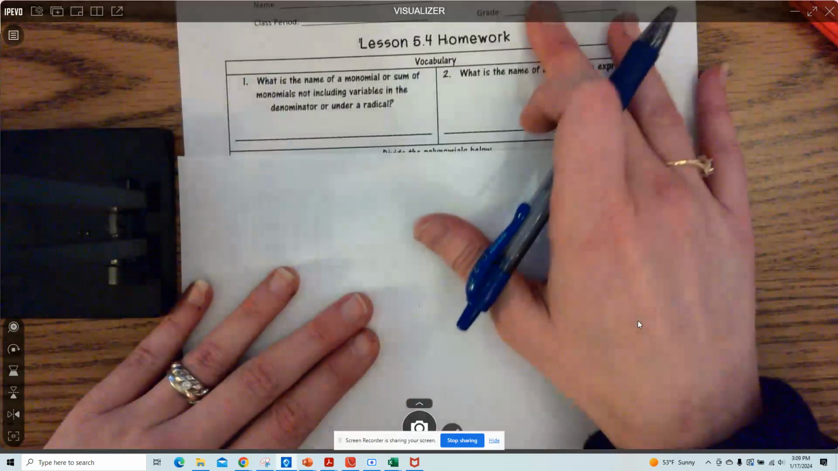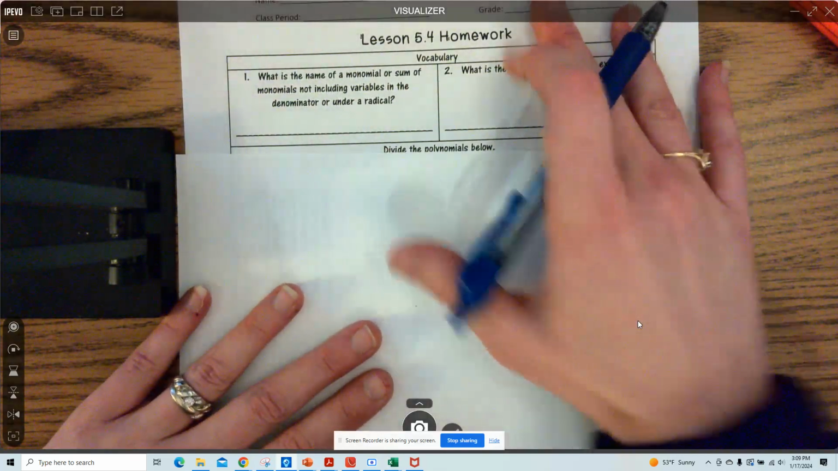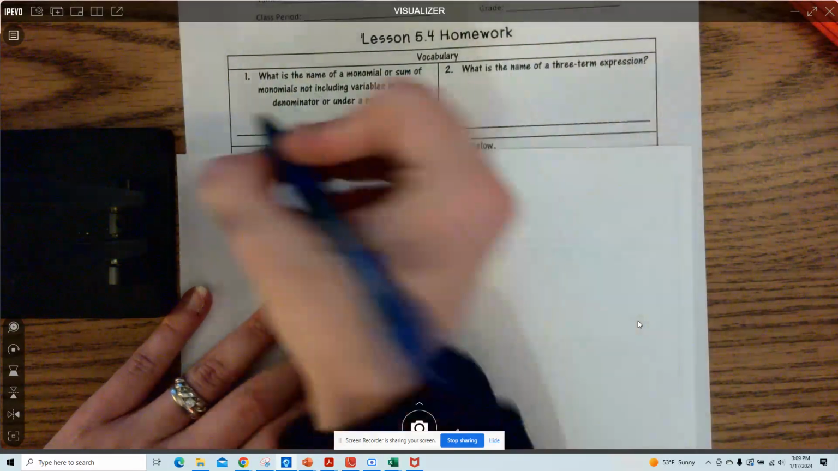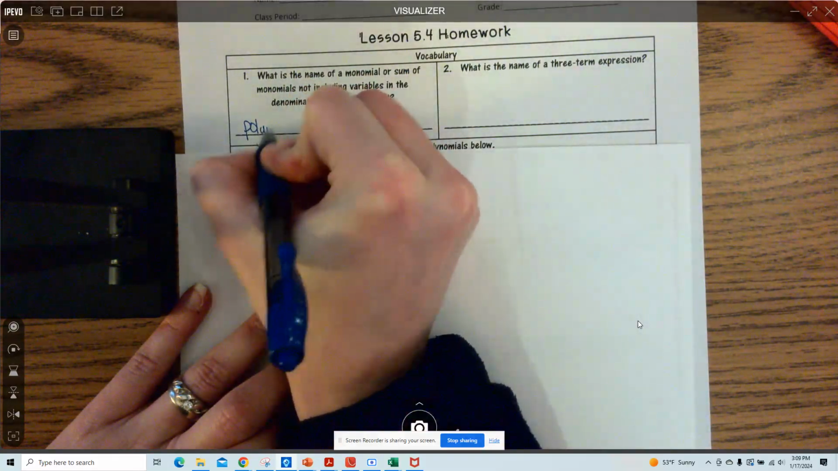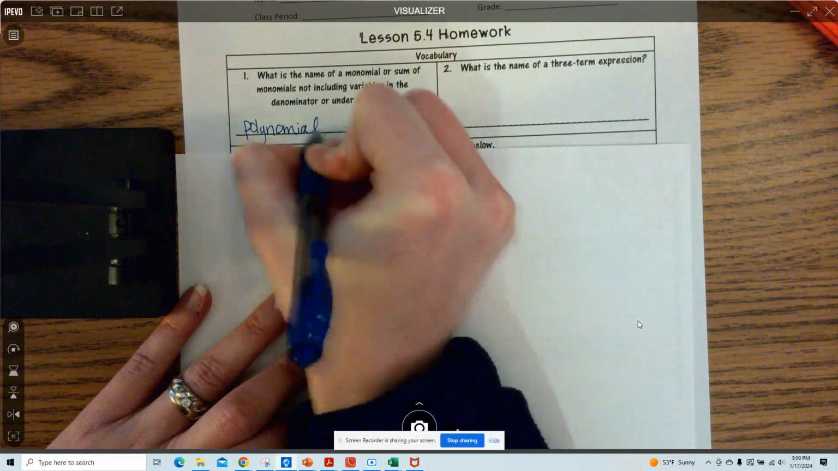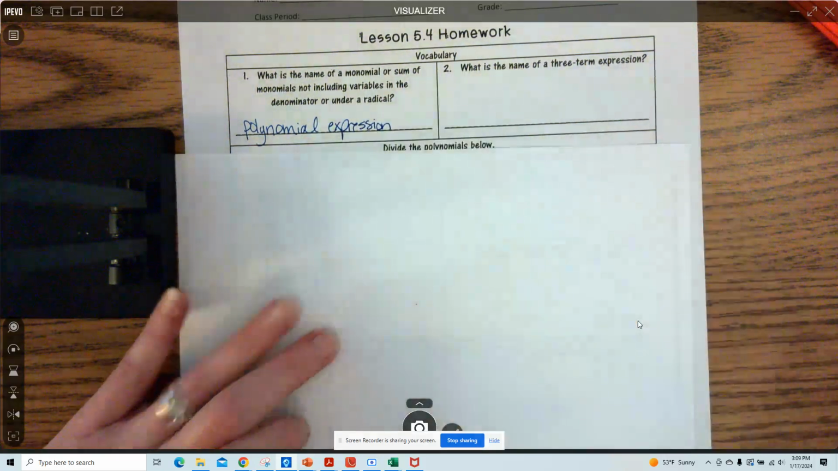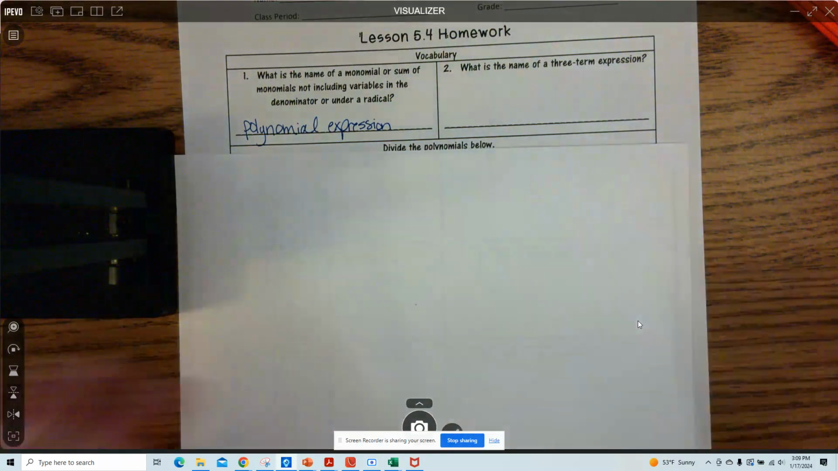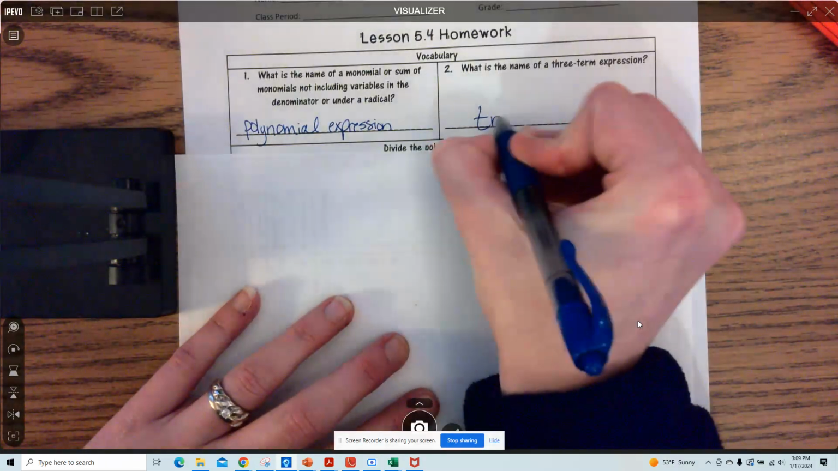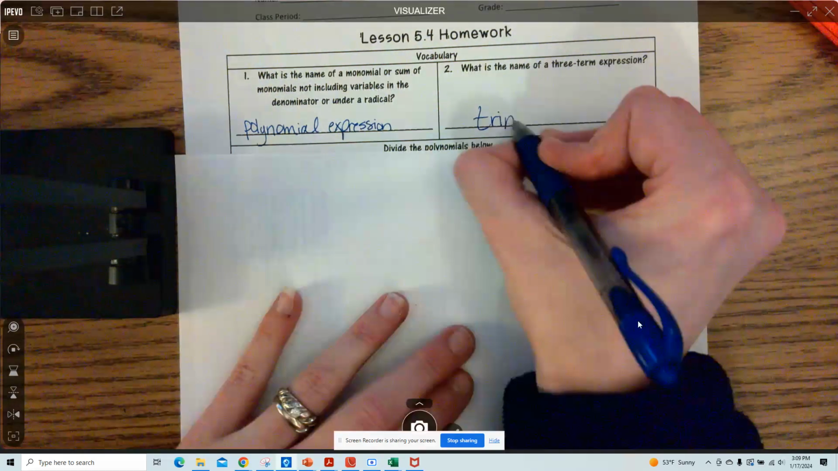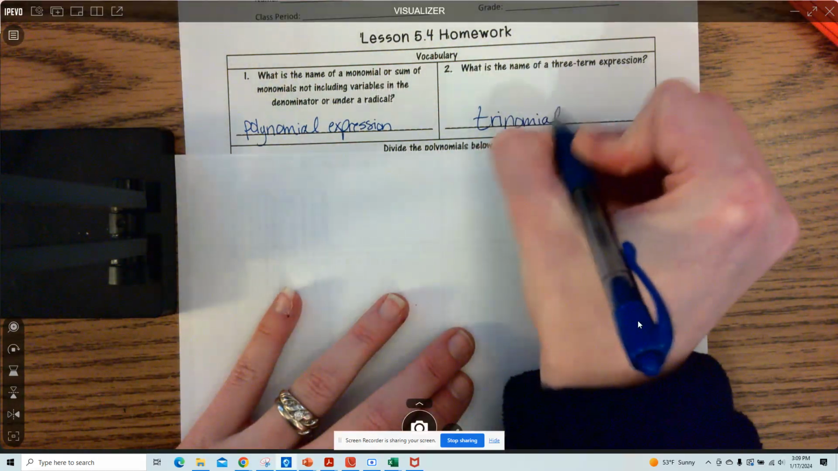What is the name of a monomial or sum of monomials not including variables in the denominator or under a radical? This is a polynomial expression. And then what is the name of a 3-term expression? That's a trinomial. So monomial is 1 term, binomial is 2, trinomial is 3.